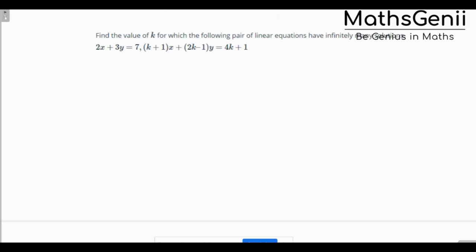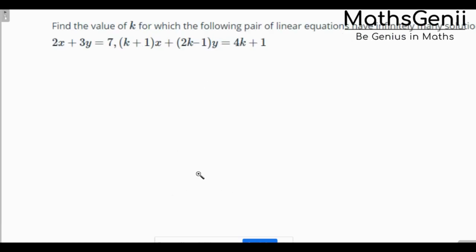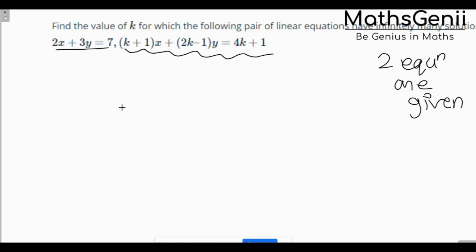Again, it is find the value of k for which the following pair of linear equations have infinitely many solutions. Never get scared of such questions. Such questions have a fixed first step. Okay, how many equations? This happens when two equations are given. Okay, two equations are given. So this is the first equation given and this is the second equation given.